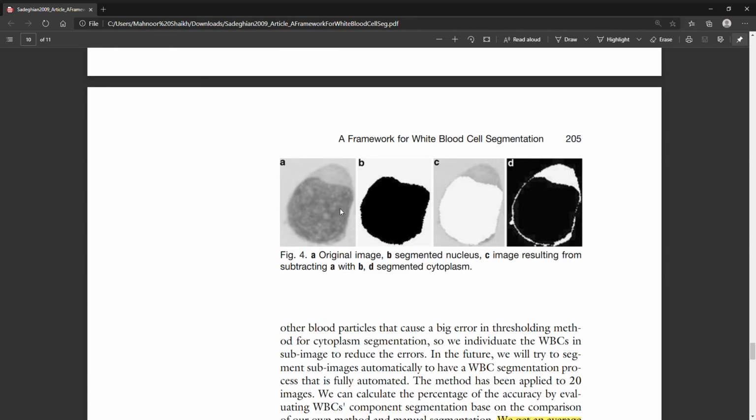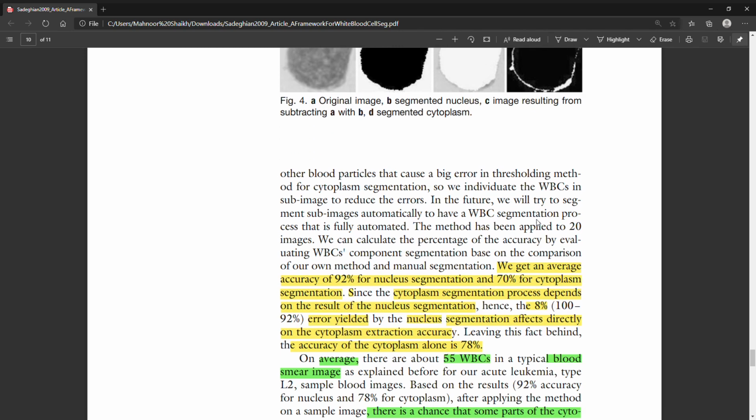And for cytoplasm, this is the image after subtraction of the nucleus from the grayscale images, and then this image is the detection of the cytoplasm, and then they have filled the segmented cytoplasm. On average, they got 92% accuracy for the nucleus segmentation, and for cytoplasm extraction, they got 70% accuracy. Since the cytoplasm segmentation process depends on the result of the nucleus segmentation, there is 8% error overall.